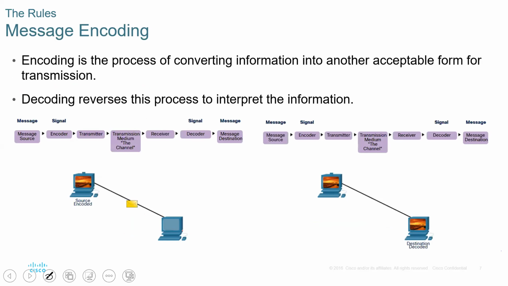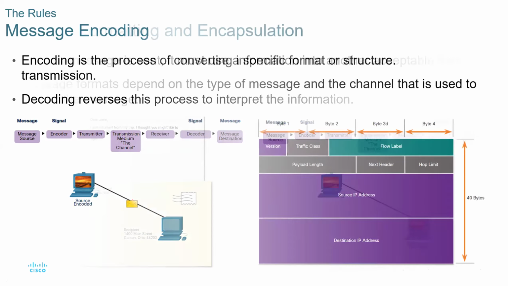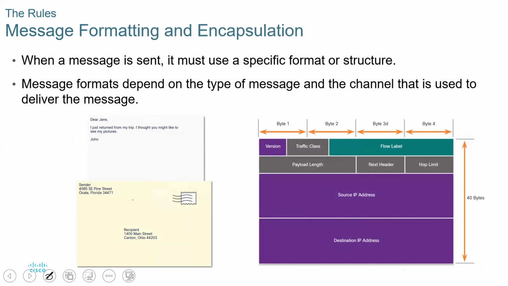So we say encoding is the process of converting information into another acceptable form for transmission. And decoding is like the reverse of the process. So you have a source, and that source, that message must be encoded into the medium before it's sent. So the process of encoding and decoding have to work hand in hand.